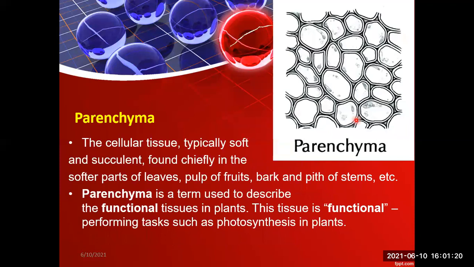Then the parenchyma. These are cellular tissues, typically soft and succulent, found chiefly in the soft parts of the leaves, pulp of the fruits, bark, and pith of the stems. The parenchyma is a term used to describe the functional tissues in plants. This tissue is functional, performing tasks such as photosynthesis in the plants.